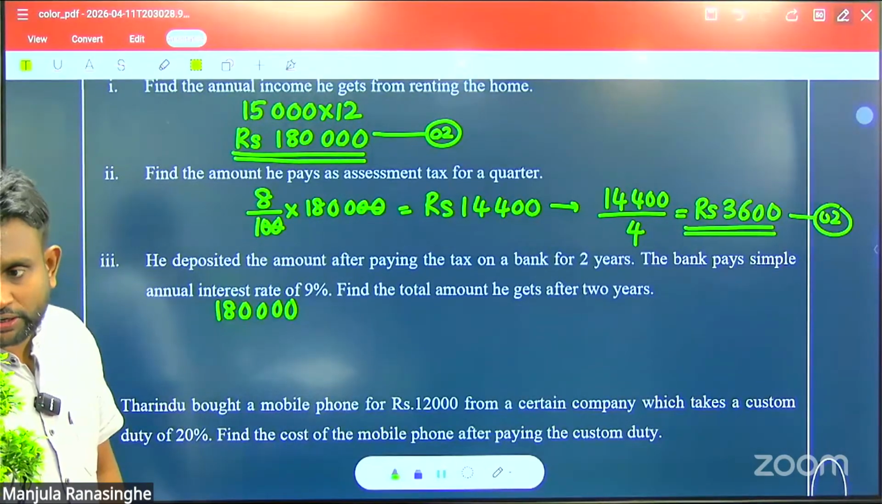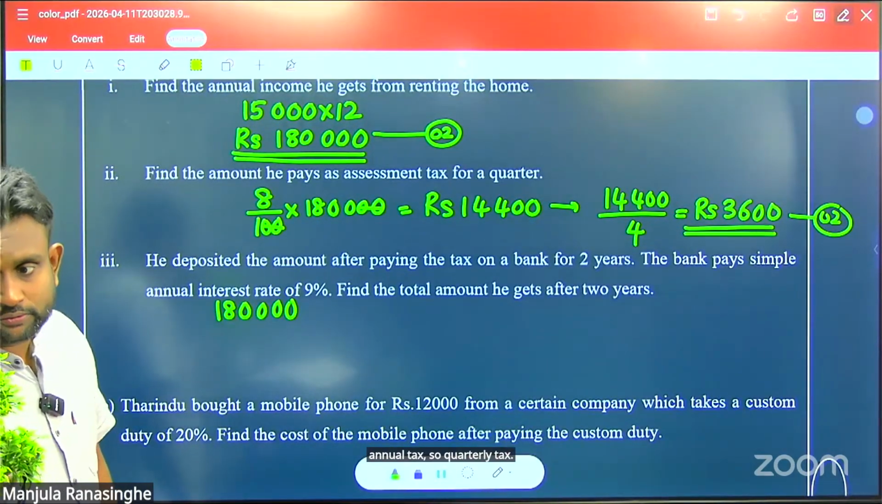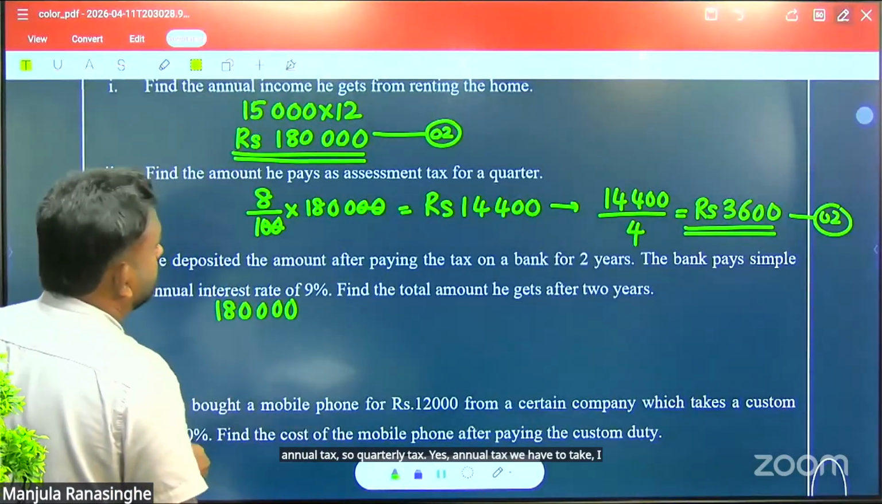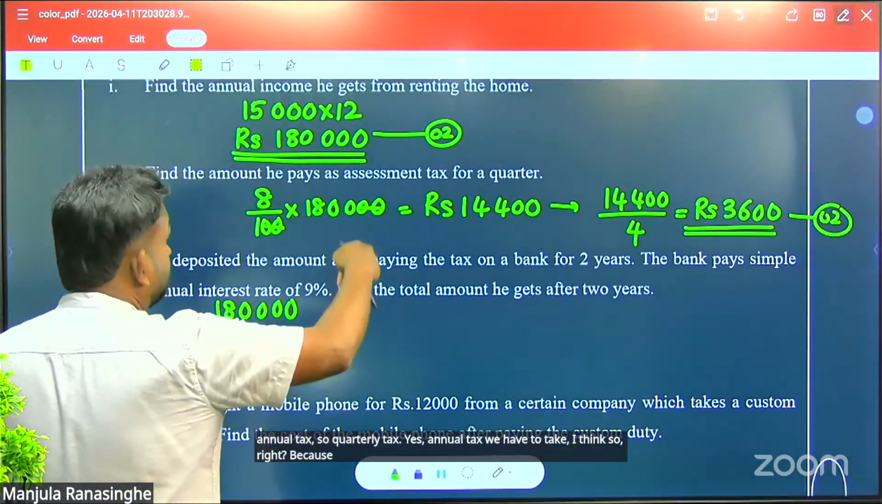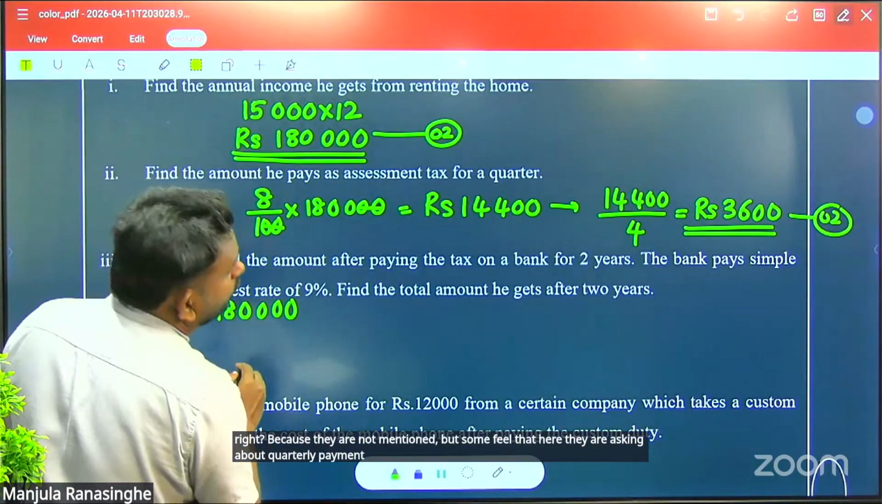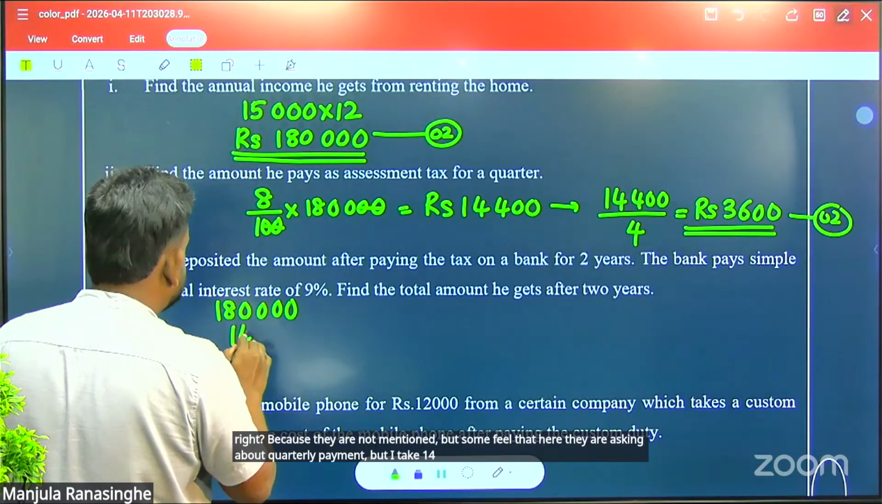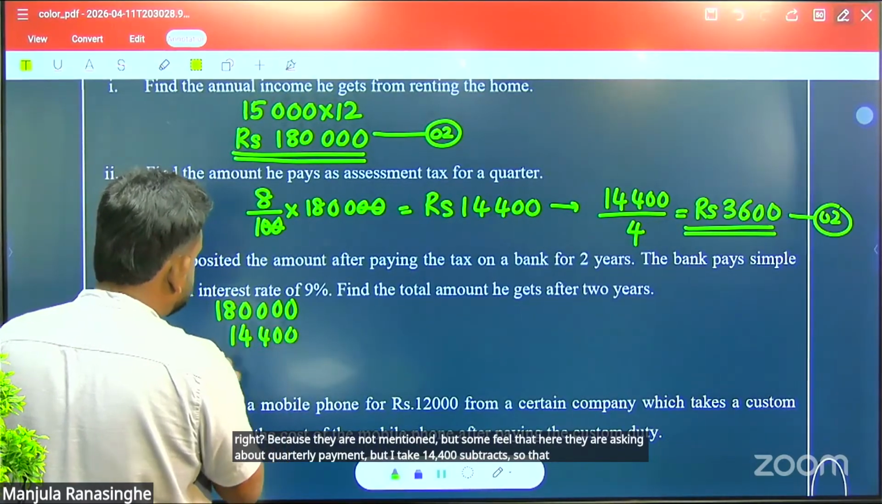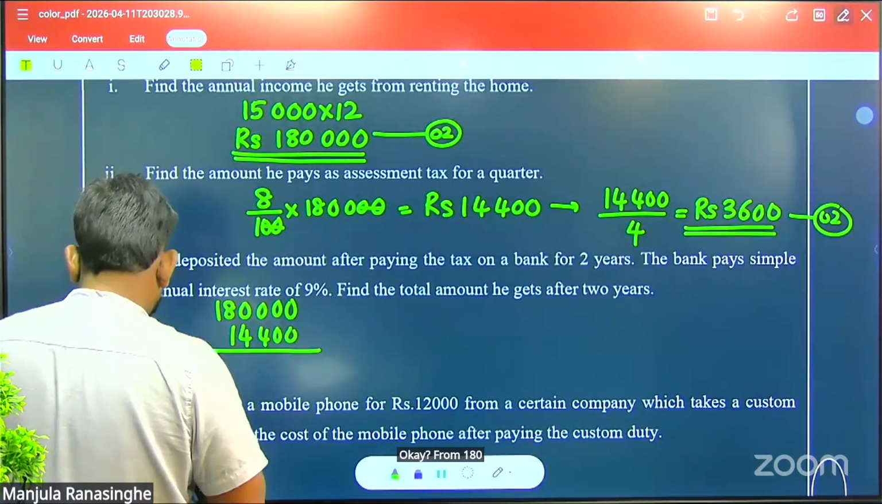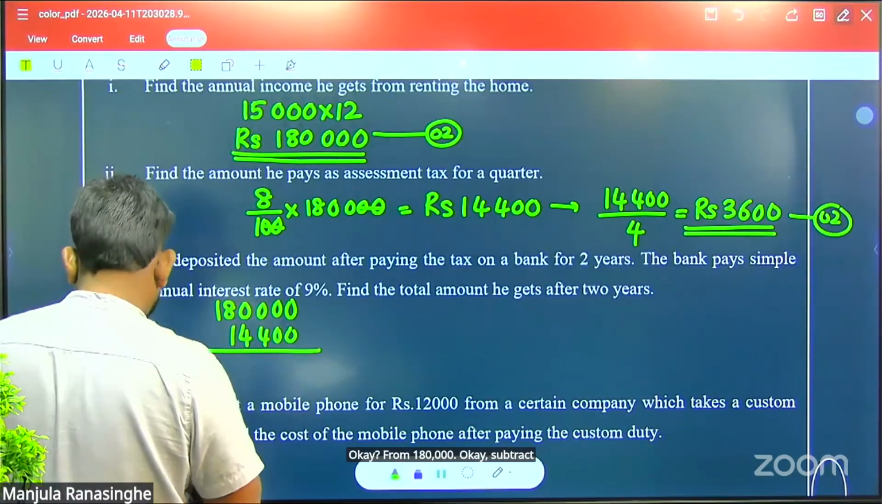Annual tax or quarterly tax? Yes, annual tax we have to take, I think so, right? Because it is not mentioned, but some students feel that here they are asking about quarterly payment. But I take 14,400 subtracts, so that is the annual tax. Okay, from 180,000, subtract this 14,400.